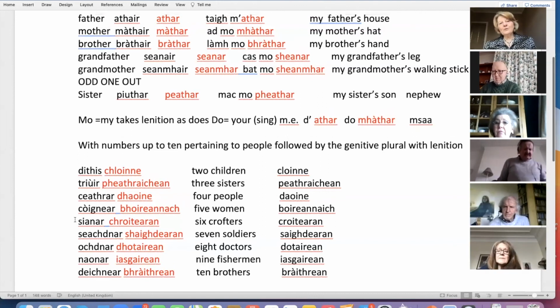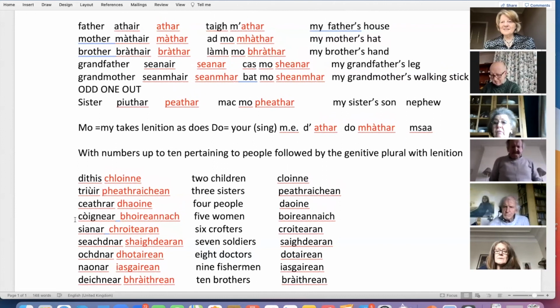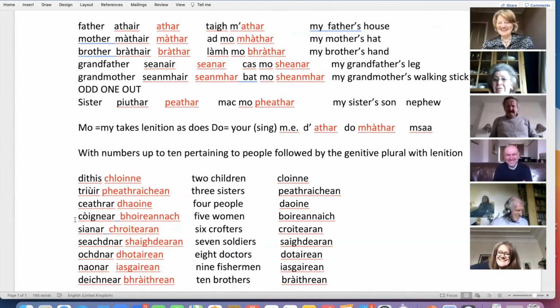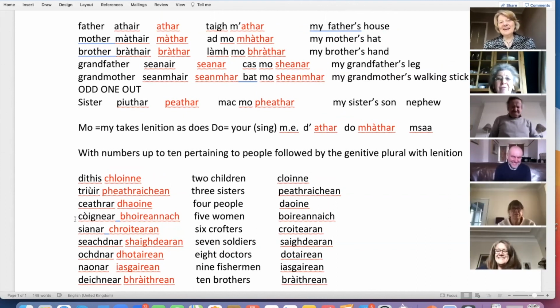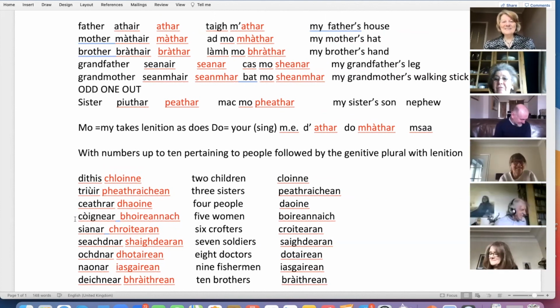Okay, I'm not going to go on to any more. That's enough today for the genitive case. Just absorb all that we've been saying and practice them. Practice the phrases, all right?